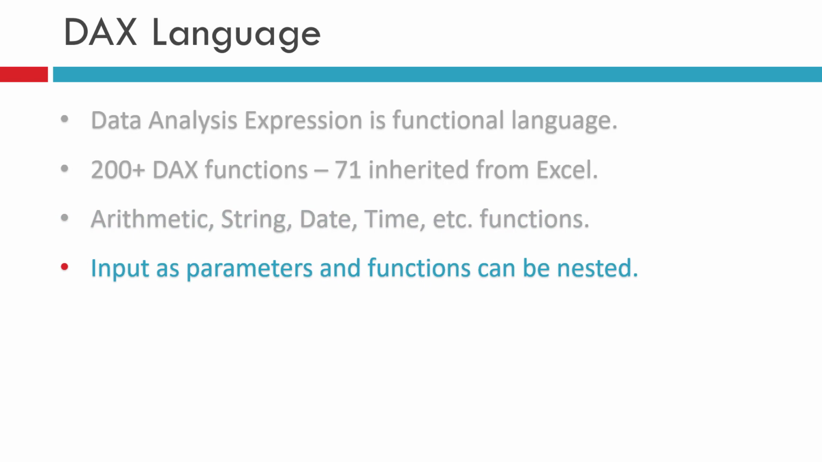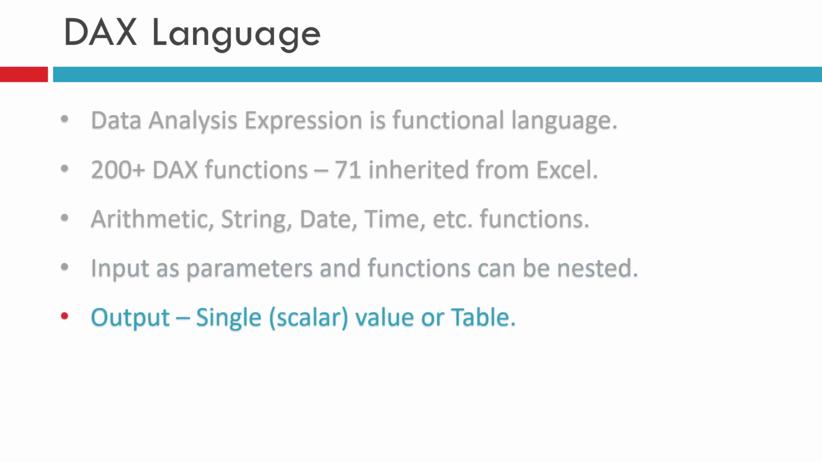DAX functions use parameters as input. Functions can be nested so that the output of one function can be used as an input to another function. Even though functions can be nested, you can't create new DAX functions on your own. Each of the DAX functions produces an output, with some returning a single value or a scalar value and others returning an entire table. A table can have one or more columns and zero or more rows. A scalar value can be of any data type which can be handled by DAX. Now, DAX functions which return a table are always nested inside other functions which are generating scalar values.